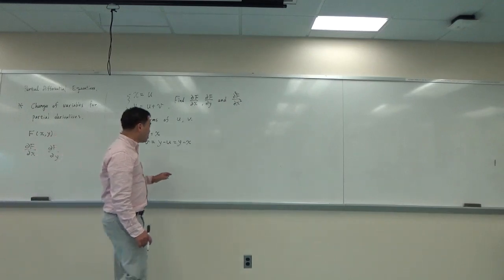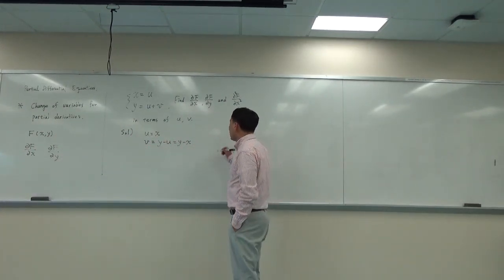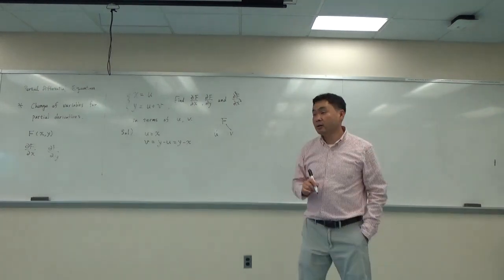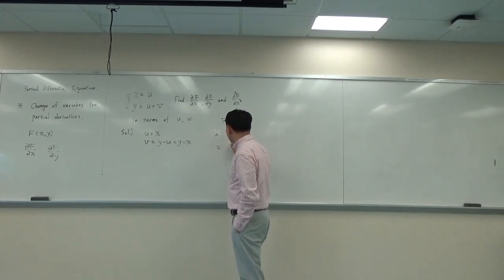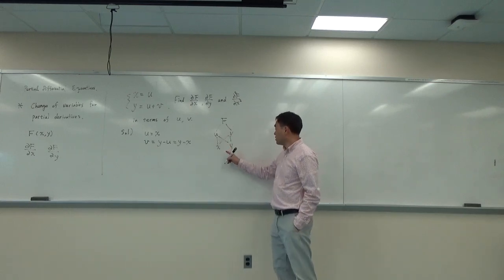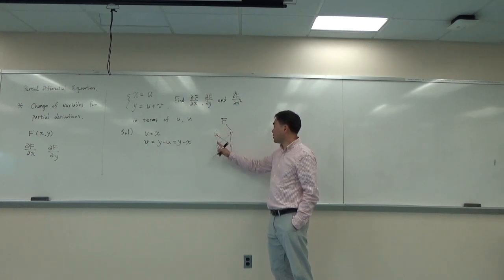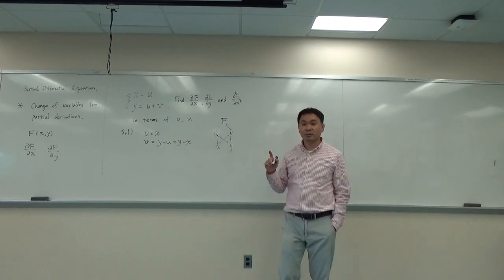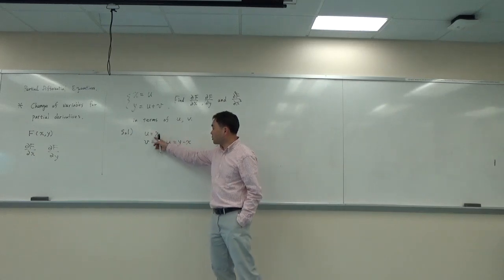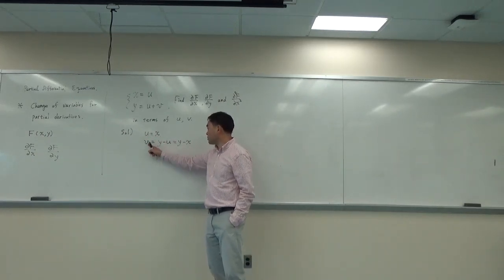And what we want to do is use the chain rule for F, and talk about F as a function of U and V, and then think about X and Y as functions of U and V. So F depends on U and U depends on X and Y. F depends on V and V depends on X and Y. If I want this, then I really want it this way: U is X and V is Y minus X.